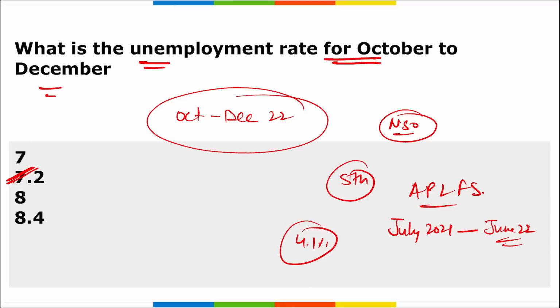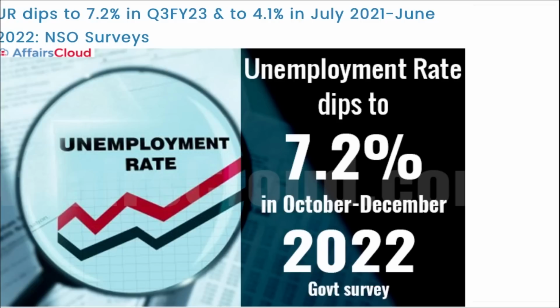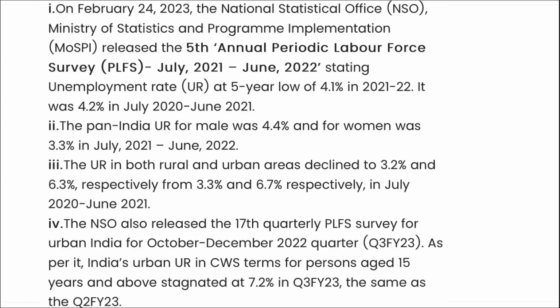2021. All right, but if we talk about this only, here you can see that the unemployment rate has dipped to 7.2% in the third quarter, that is from October till December 2022, to 4.1% in July 2021 to June 2022. Alright, and this data was released by NSO, that is your National Statistical Office.